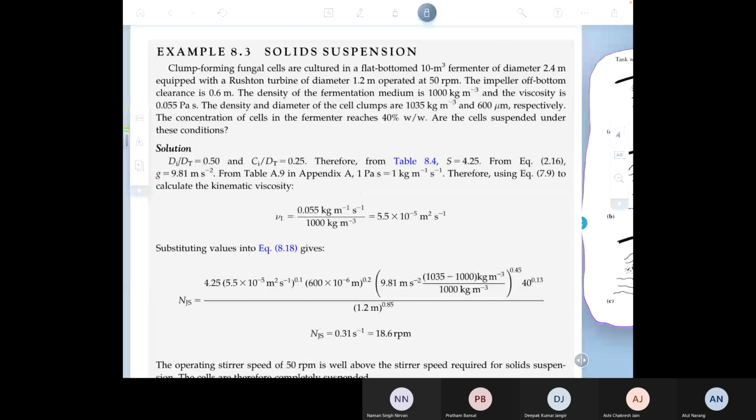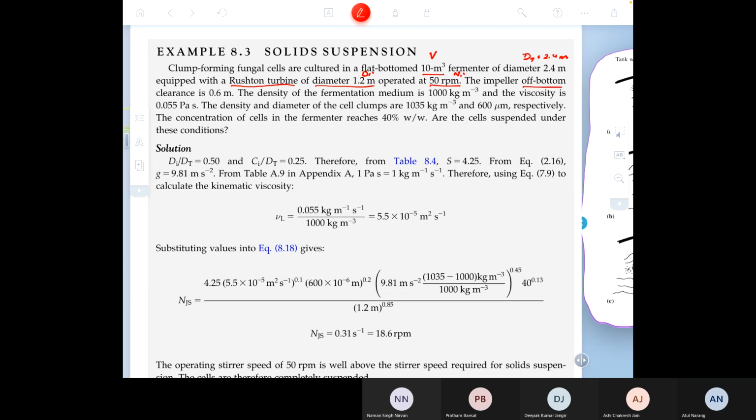So right here you are given the volume, and now they're giving you dt equals 2.4 meters. So instead of giving you the height here, they've given you the volume of the reactor. You'll have to sit down and calculate the height if you need it. This is equipped with a Rushton turbine. Again, useful information. The diameter, this is d sub I, 1.2 meters, operated at RPM of n sub I equal to 50 RPM.